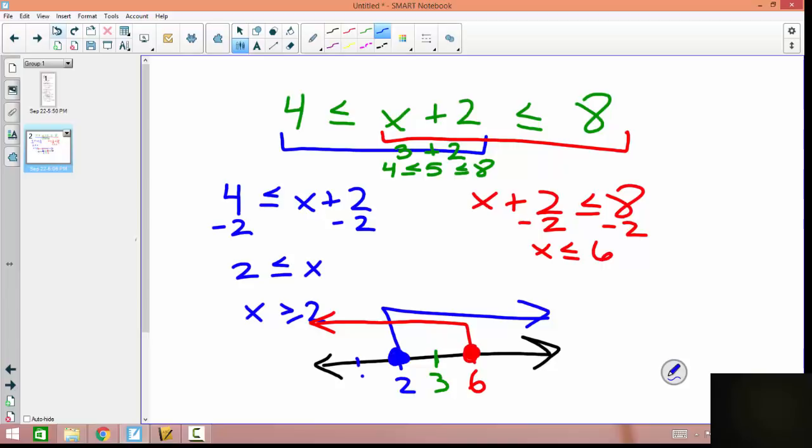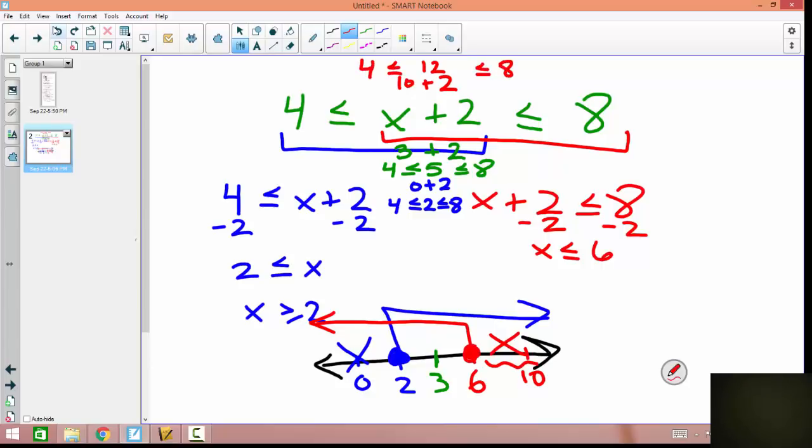So now let's test a number down here. So 0 is pretty easy to test. So 0 plus 2. Is 4 less than or equal to 2 less than or equal to 8? No. So that means this stuff is not a solution, which means that this stuff is most likely not a solution. But you can test just to make sure. So 10 plus 2 is 12, and you can test any number above 6. I'm just picking 10 because it seems easy. So is 4 less than or equal to 12 less than or equal to 8? Nope, this does not work, so that is not a solution.